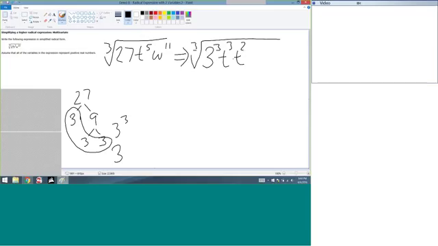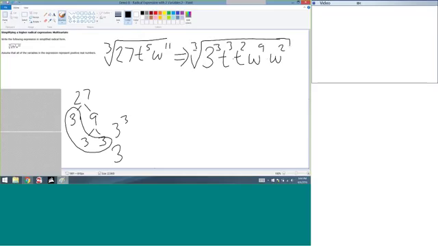We do the same thing for w to the 11th, but now we want to break it up to w to the 9th, w to the 2nd, because that's going to add up to 11, but the closest thing that was divisible by 3 that's below 11 was 9. So we have to do that.